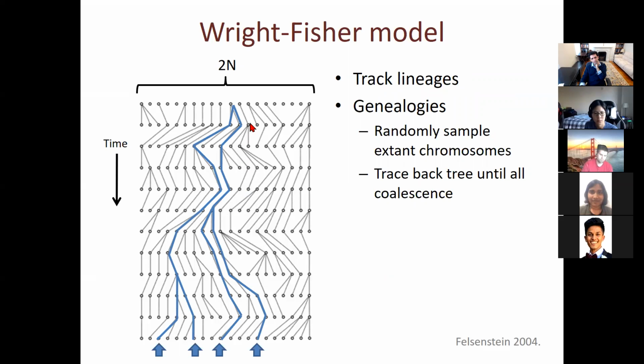So what's really cool is that if you go forward in time, you have a hard time finding lineages that make it all the way to the end. But if you trace back in time, you can have a much simpler way of modeling all of these processes. So we can randomly sample extant chromosomes, chromosomes that are still around today, and then trace them back until they coalesce in the tree. And that's the coalescence model that we're going to be looking at. So the Wright-Fisher model is basically moving forward in time, but the coalescence model is moving backward in time.